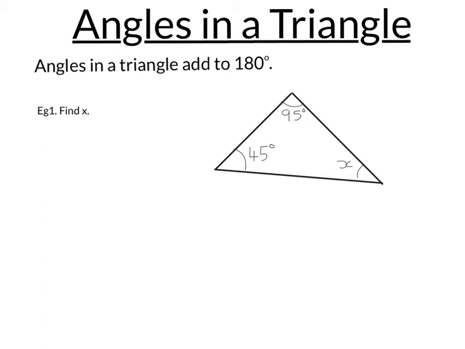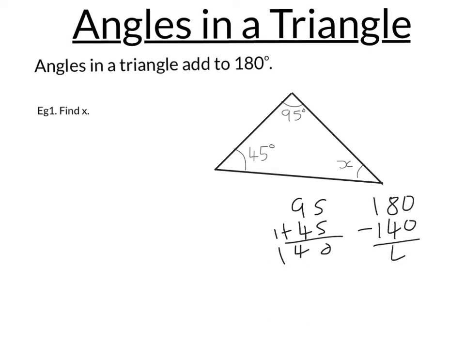Now, if you're doing it in your head or roughly, you would say that 95 and 45 add to give 140. And then you can say that x is going to be 180 minus 140, which gives 40. So your answer is that x is 40. So we can all do that. I'm sure we can do that from primary school.